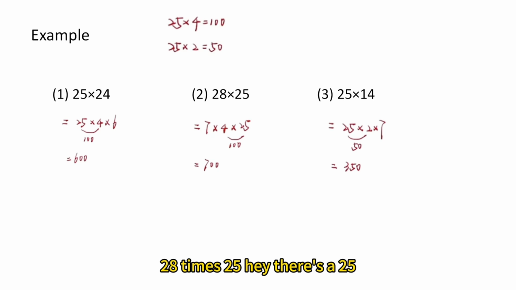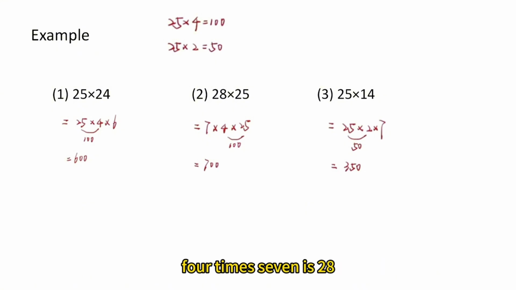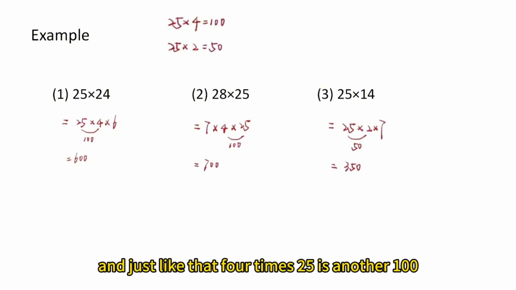For example, when we're doing the second problem, 28 times 25. Hey, there's a 25. We need to find its good friend. Who is it? 4. So in 28, how many 4s are there? What times 4? 4 times 7 is 28. See, that's it. And just like that, 4 times 25 is another 100.